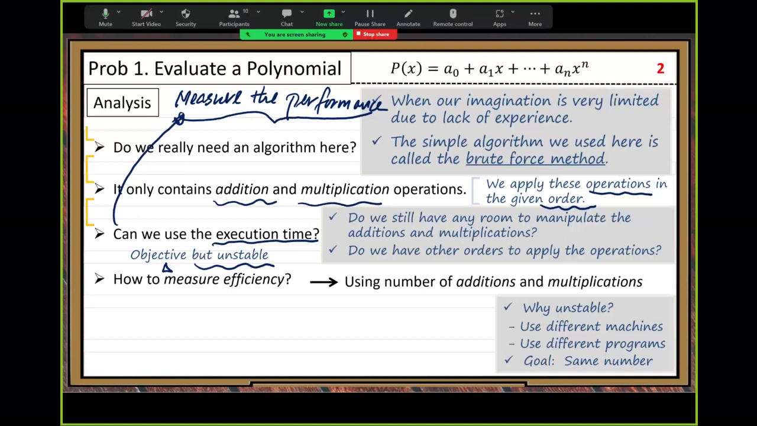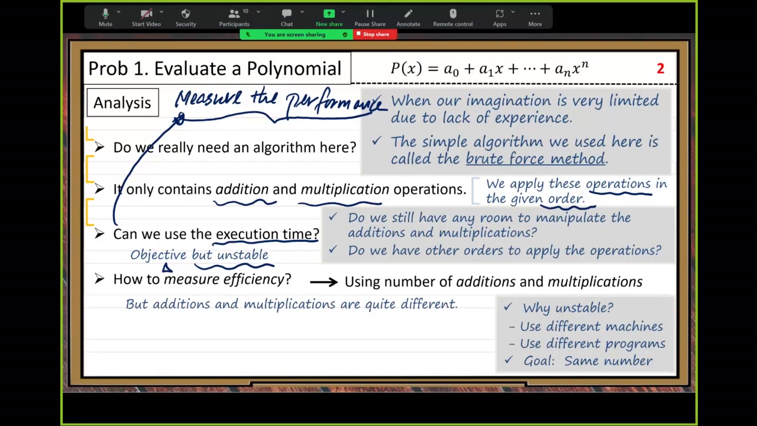Similarly, for coding, for programming implementation, same number of additions, same number of multiplications. So it's a stable measure if we use the number of operations. Yeah. All right.